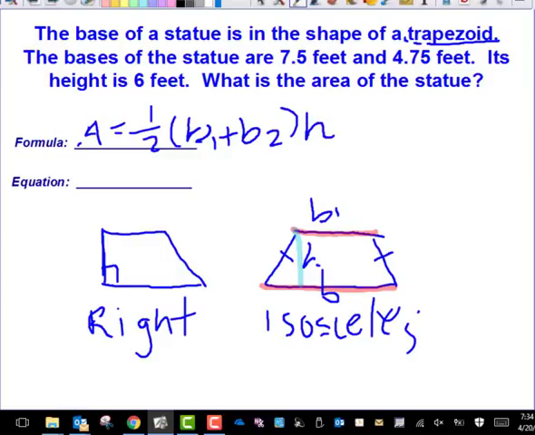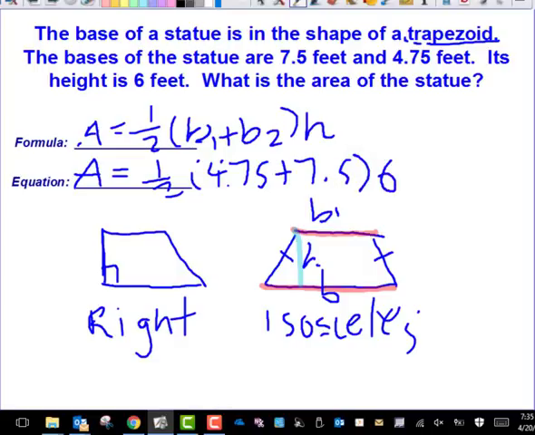It doesn't matter whether we call the top base base 1 or the bottom base 2, but since we have a 7.5 and a 4.75, base 1 is going to be the shorter one, which is 4.75, and base 2 is going to be 7.5. So I would write my equation as A equals 1/2 times base 1, the shorter one, 4.75 plus 7.5 times the height, which is 6.